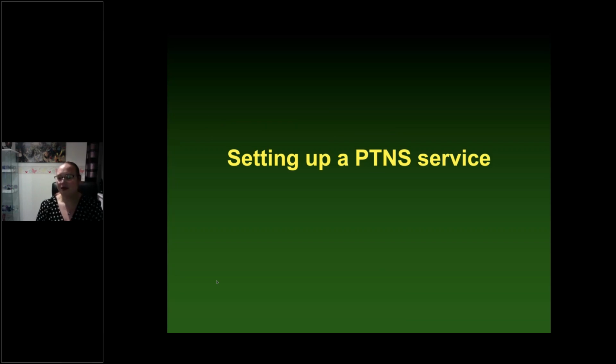So that's the procedure. It's very straightforward. Once you've had practice with putting the needles in and build up your confidence, it's very easy. So let's think about how you set up a service and how you integrate it into practice.